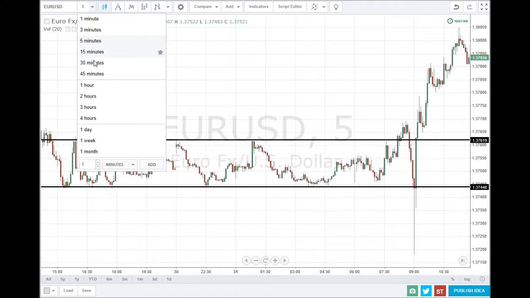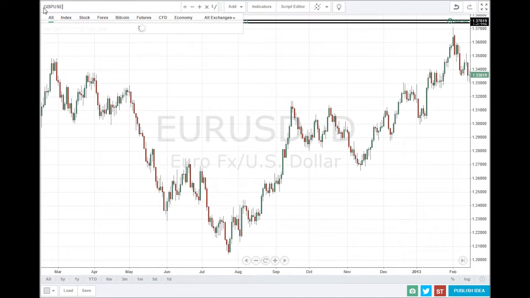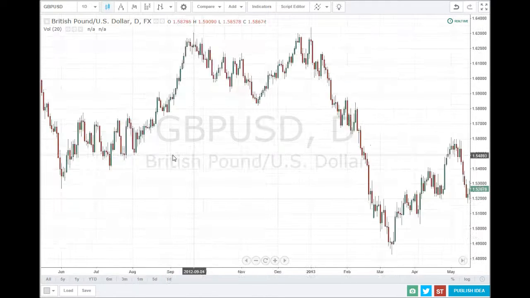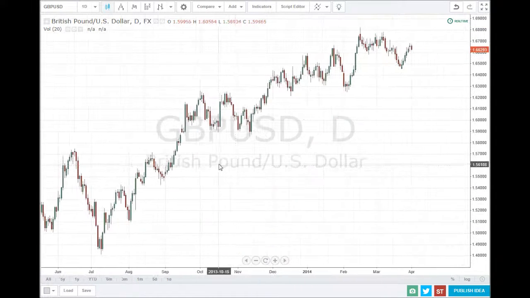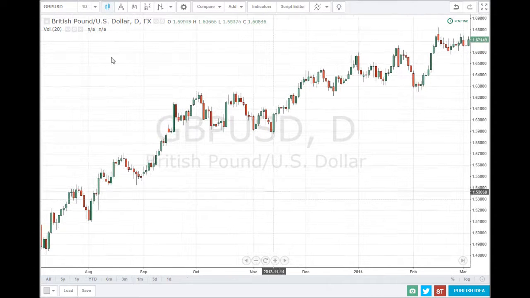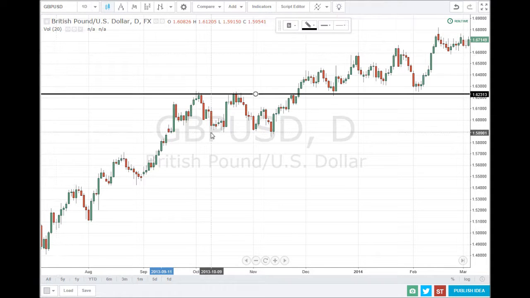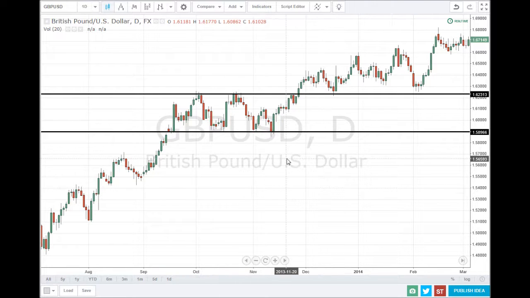Let's go to a daily chart for those of you who may be interested in trading binary options on longer term time frames. So let's do the pound against the US dollar and look at recent price action. Zoom in a bit. Here's our resistance. Here's our support. Price comes up to this resistance. We could sell a put option, especially because we have a bearish engulfing candle there.